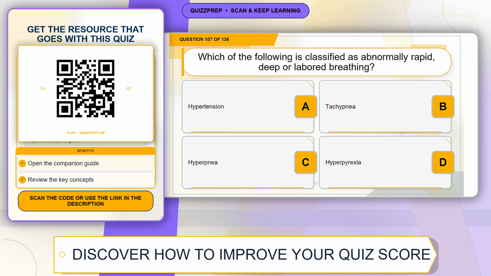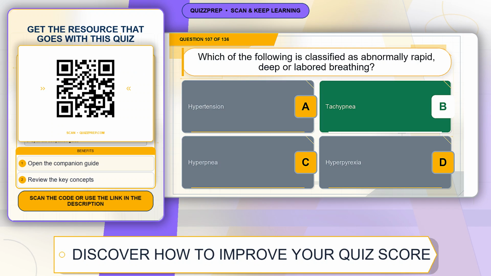Question 107. Which of the following is classified as abnormally rapid, deep, or labored breathing? Option A, hypertension. Option B, tachypnea. Option C, hyperpnea. Option D, hyperpyrexia. The correct answer is option B, tachypnea.